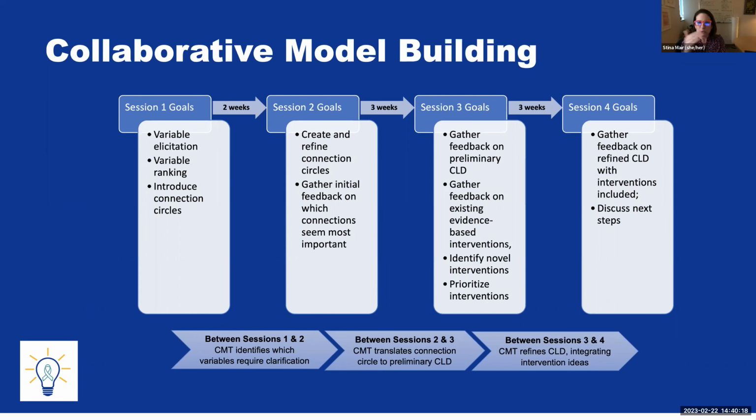And then between sessions 3 and 4, the team refines that causal loop diagram based on feedback and begins to integrate where these interventions would touch in that larger causal loop diagram.